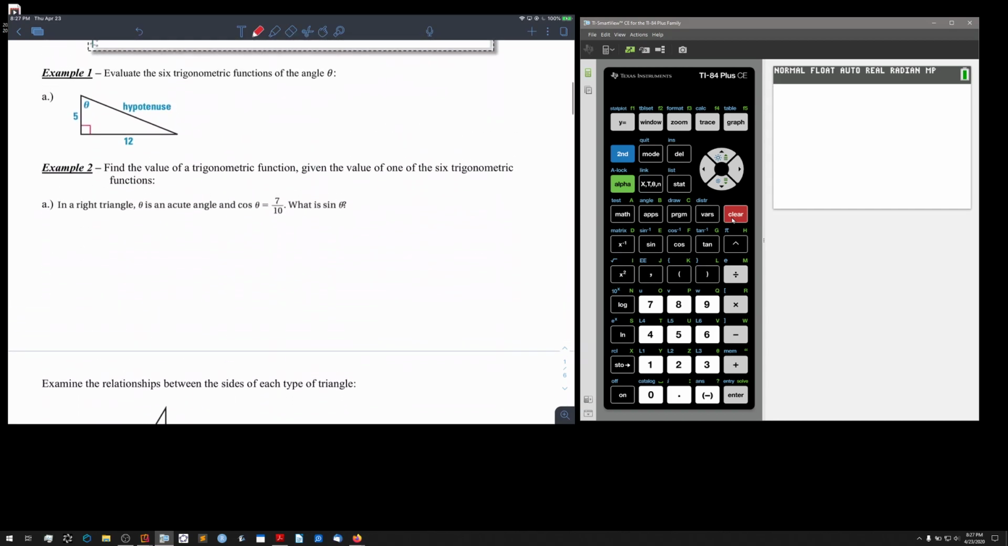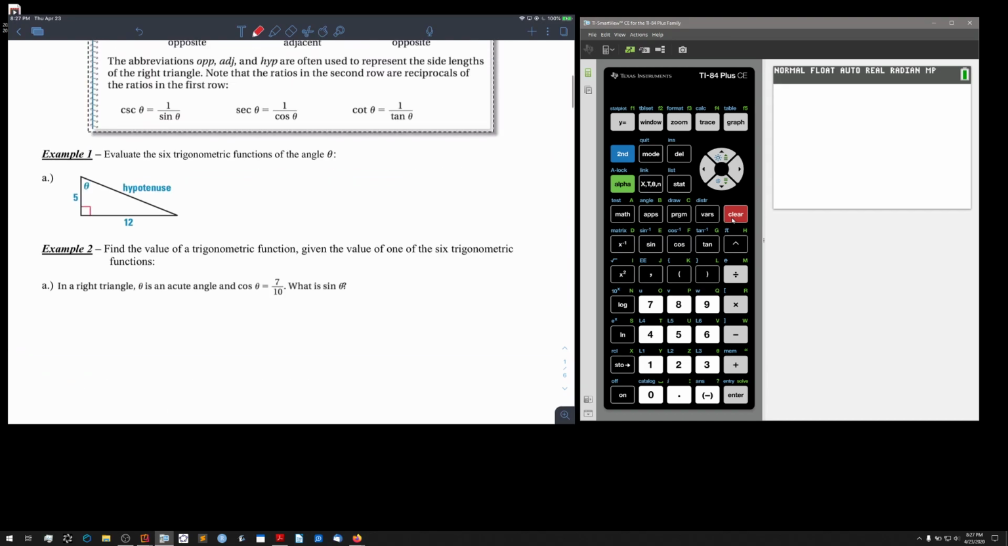All right, let's do example 1. It says evaluate the 6 trigonometric functions of the angle theta. In other words, I'm looking at the triangle from this angle, and then I'm going to evaluate the 6 trigonometric functions. So I'm going to look here and say this is my opposite side, and that would mean this is my adjacent side, and my hypotenuse is always here.